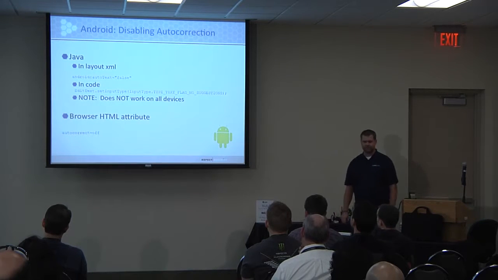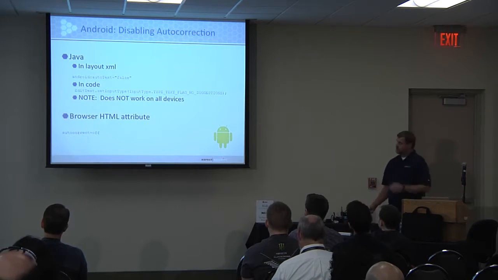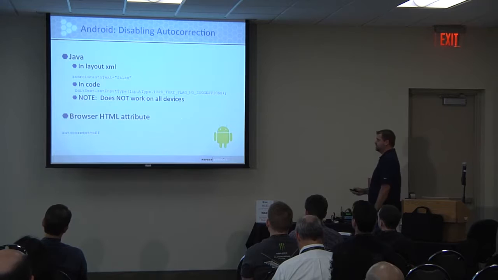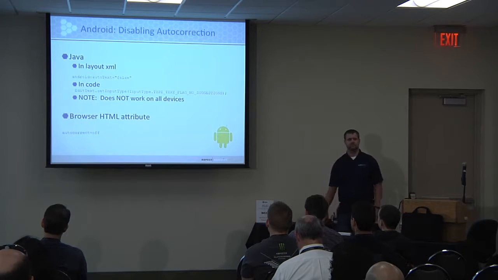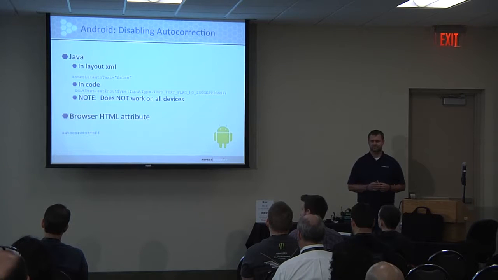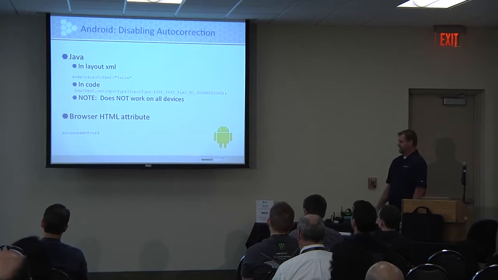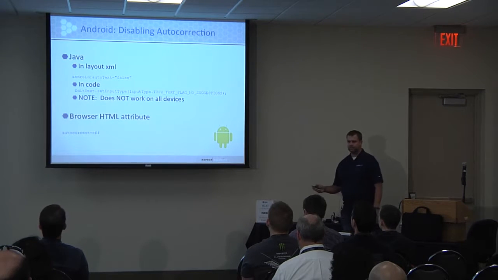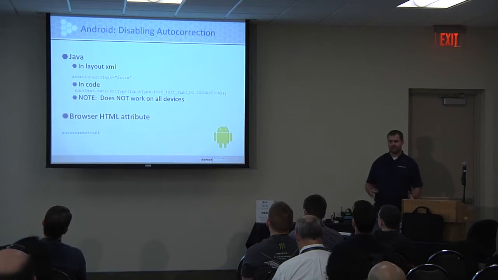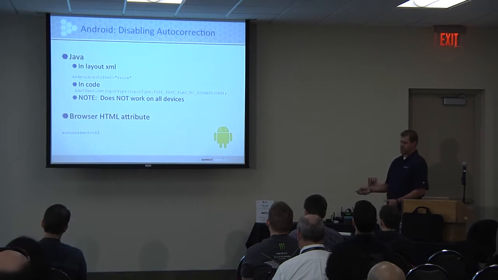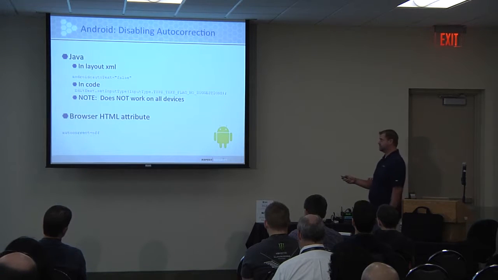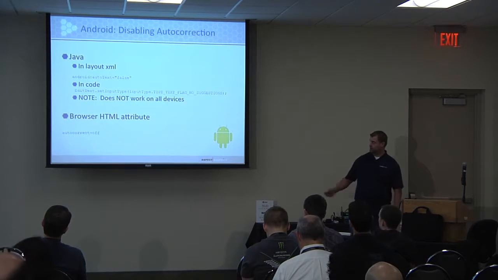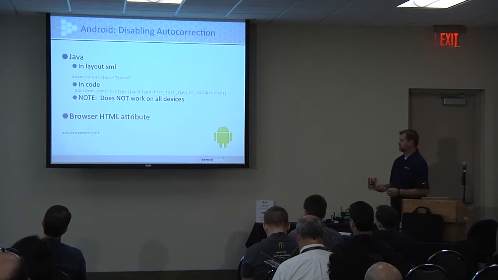Now, Android. Android's its own beast. There's ways to turn this off through either your layout XML or in your code. You can set specific attributes on those text fields, but it doesn't always work. Anyone know why? Anyone? No? Well, in Android, you can have different keyboards. That keyboard may not listen to these attributes. That being said, I still recommend setting them, but just understand as a business and organization that there may be some devices, maybe Swype doesn't listen to text flag no suggestions, and so on. So, again, it doesn't always work. Browser HTML, same sort of issue, turn autocorrect off.